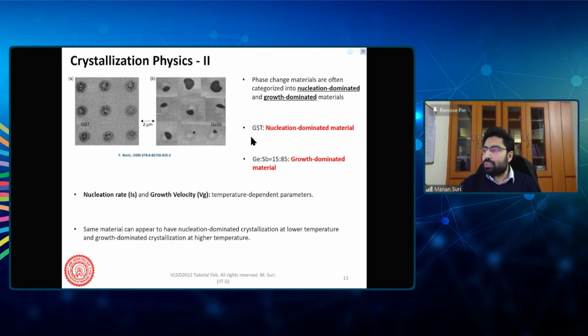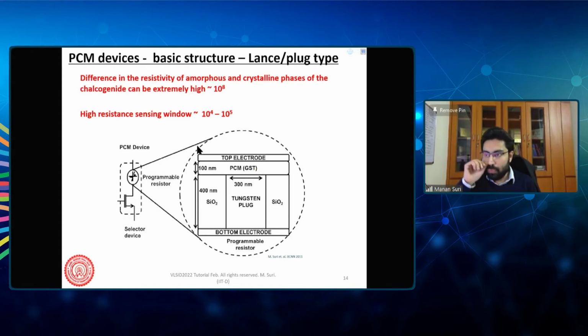Okay, so just as I mentioned that GST is a nucleation dominated material, there is another chalcogenide used for this technology, GeSb, in the ratio 15:85, which is a growth dominated material. So this is the growth dominated example. This is a nucleation dominated material. So let's move to the electronic PCM devices.